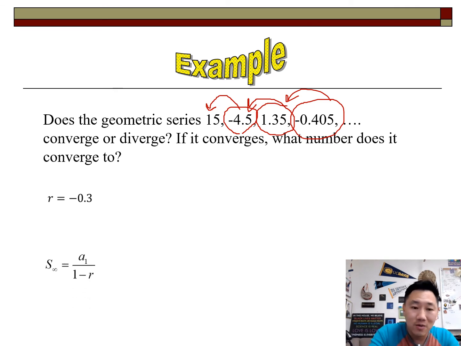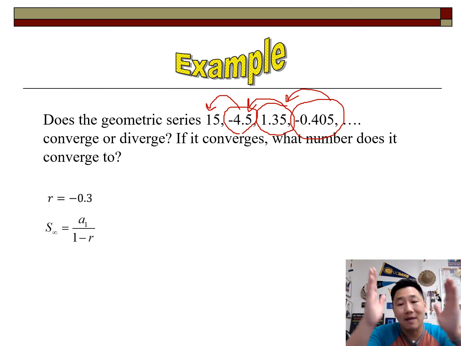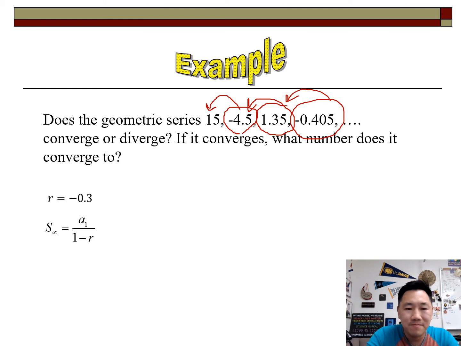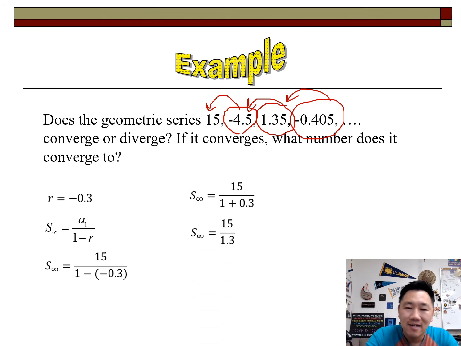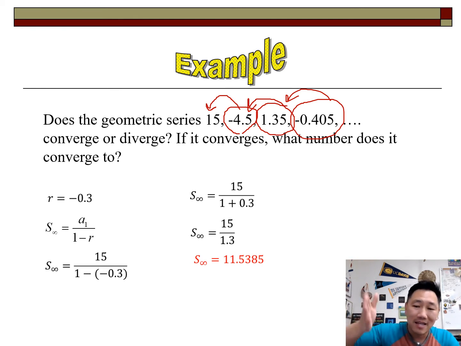So negative 0.3 will converge because its absolute value is a fraction between 0 and 1. Plug it in. And it looks like the number that it'll never pass is about 11.5385. All right? Kind of weird, but that's the door that it'll never pass.